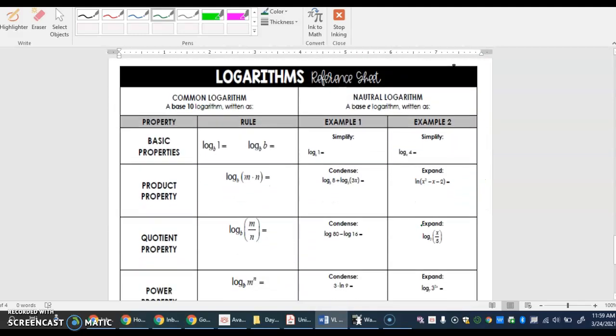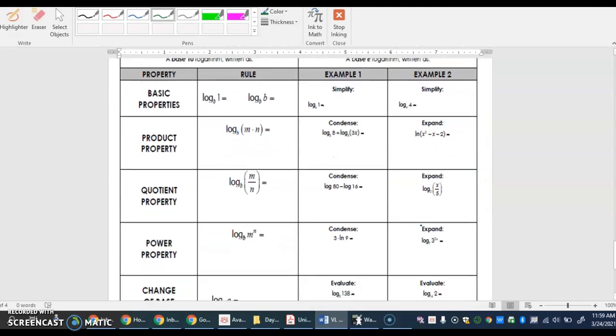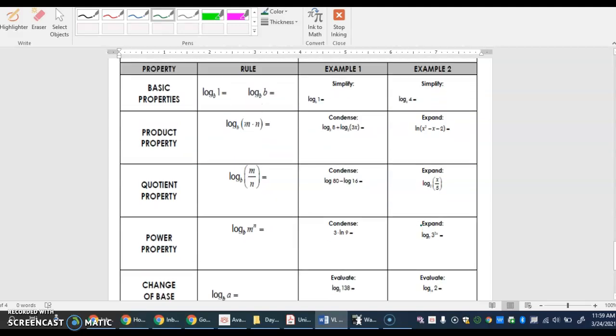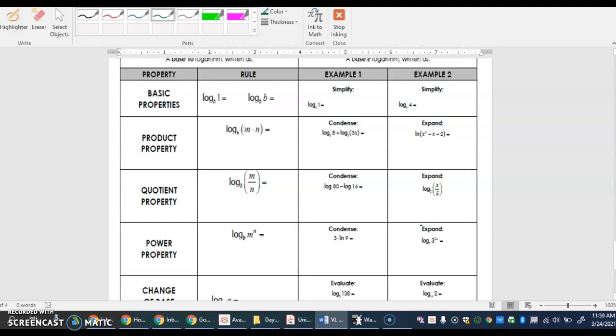And the next sheet is all reference sheet. This is like your cheat sheet. If you fill this up, you can have this as a cheat sheet kind of thing, or a formula sheet kind of thing. So remember, log 1 is 0, log b with the same base b.